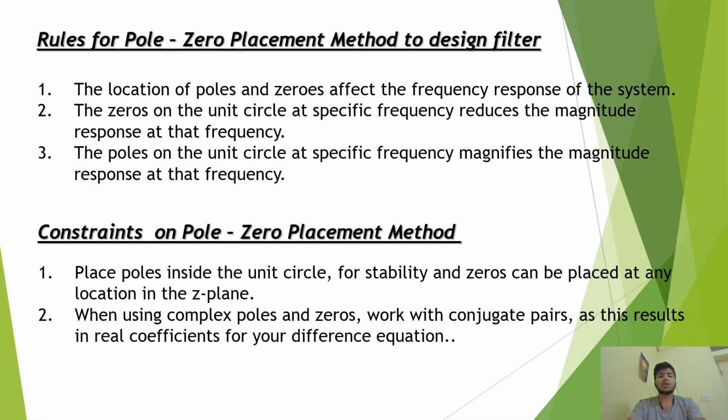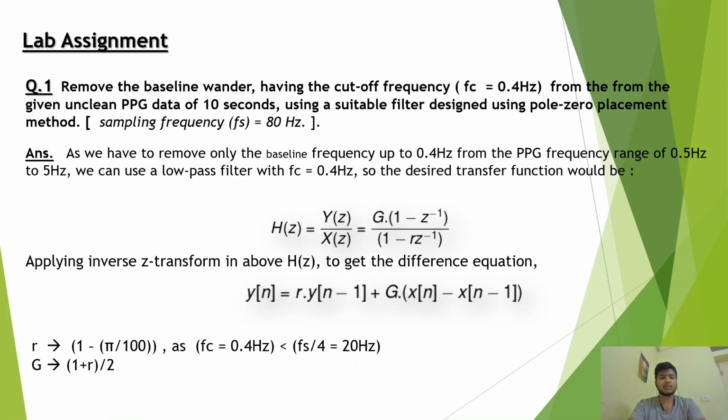So what are the constraints on the pole zero placement method? There are certain conditions we need to follow while placing poles and zeros. Place poles inside the unit circle for stability. Zeros can be placed at any location in the Z-plane, but the poles must strictly be inside the unit circle. And when using complex poles and zeros, we need to work with conjugates. That means if we take a complex pole, then we need to include its conjugate pole also, because it results in real coefficients for our difference equation.